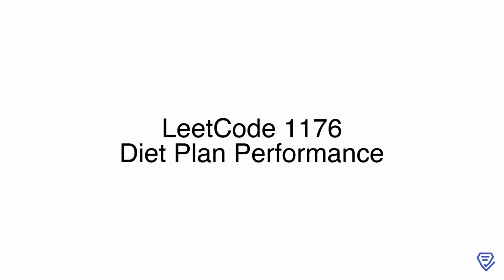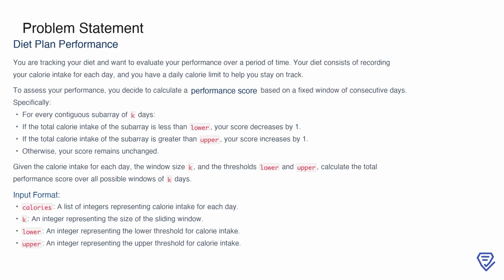Let's get started. In this problem, we are evaluating the performance of a diet plan by analyzing calorie intake over a period of time. Each day, you record the number of calories consumed, and you aim to stay within a daily calorie limit. To assess how well you're doing, you'll calculate a performance score based on a sliding window of consecutive days. Specifically, for each group of k consecutive days, you calculate the total calorie intake.